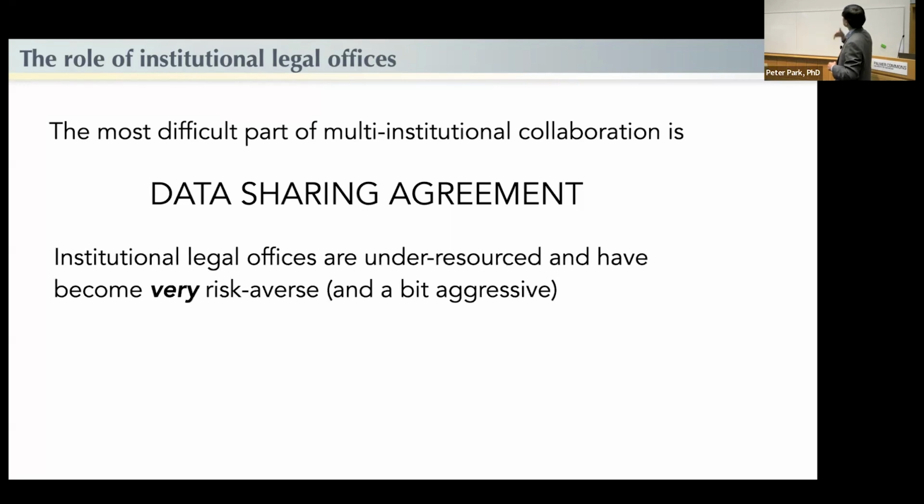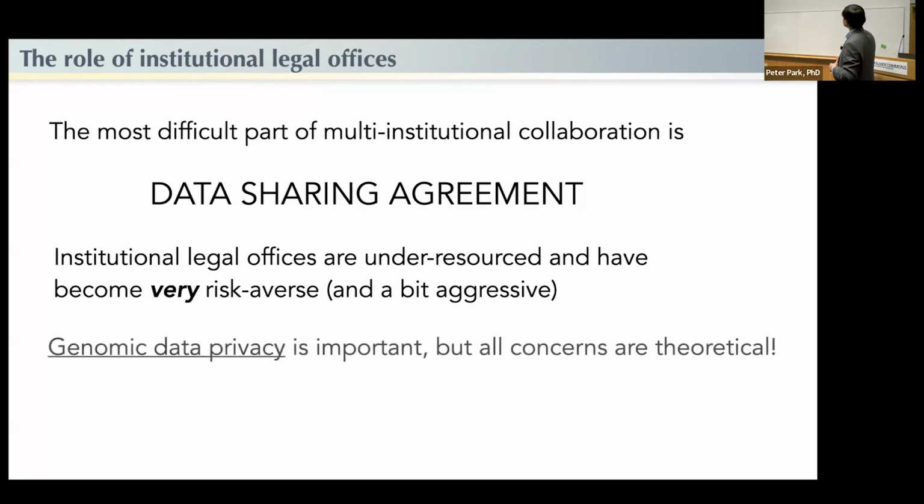And it's because of just legal offices being very risk averse, okay? Genomic data privacy is important, but I've been filling out forms for the last 20 years. Nothing has happened, but they want to make things harder, right? Because they want to make it safer, okay? And so this is kind of a strange time. Well, we're living in a strange time for many reasons, but this is one aspect, okay?